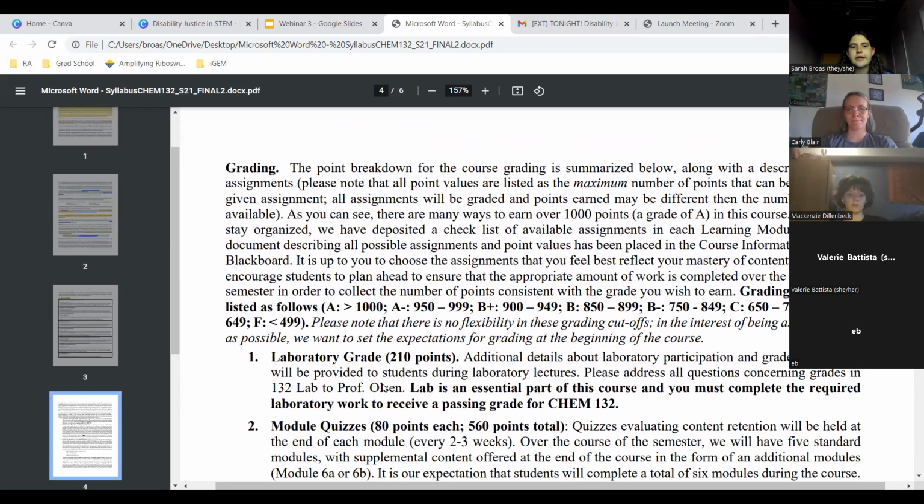Grading. Now here's a really interesting one, which is why I picked this class. So this class is really interesting in that they used a point system that is meant to increase accessibility.